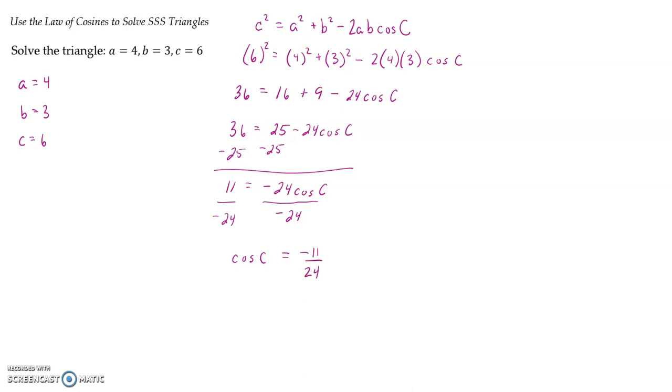And since we're solving for c, we're going to have to take inverse cosine of both sides. So let's go ahead to our calculator, and we're going to work in degrees for this. Let's go ahead and take this out to 1 decimal place. And this is going to give us 117.3 degrees.